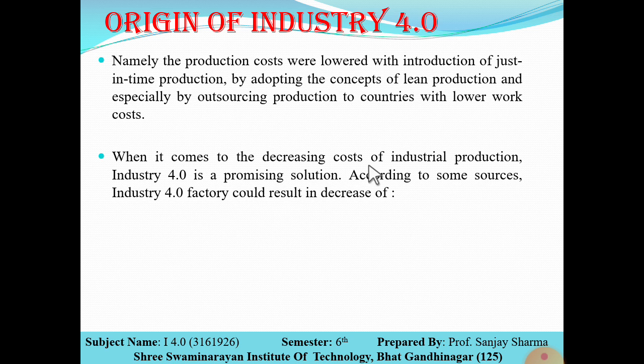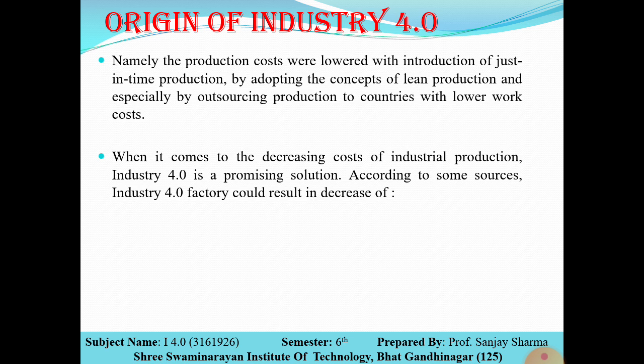When it comes to decreasing the cost of the industrial production, Industry 4.0 is a promising solution. अगर हमें प्रोडक्शन कॉस्ट को कम करना है तभी हमारा प्रॉफिट बढ़ेगा. Because in this competitive market, the selling price or the market price is very stable, and we cannot sell our product beyond a certain amount. तो उस केस में हम हमारा मुनाफा कैसे बढ़ाएंगे, कि हमारा मैन्युफैक्चरिंग कॉस्ट जो है उसको कम करके.